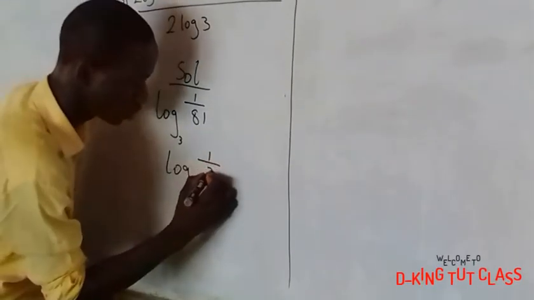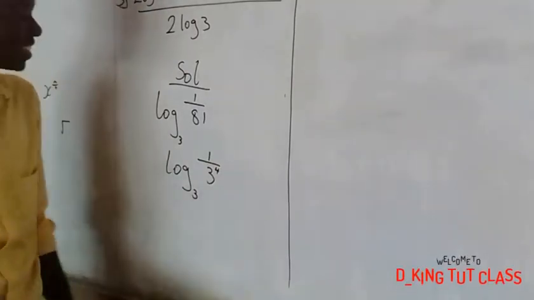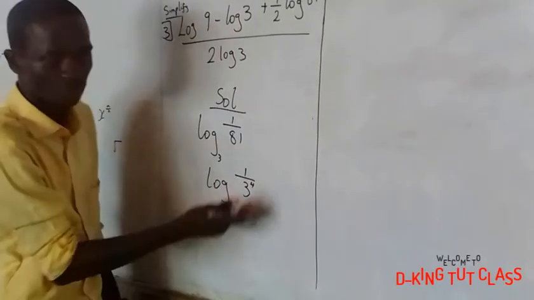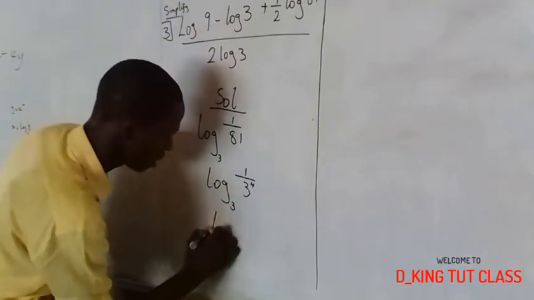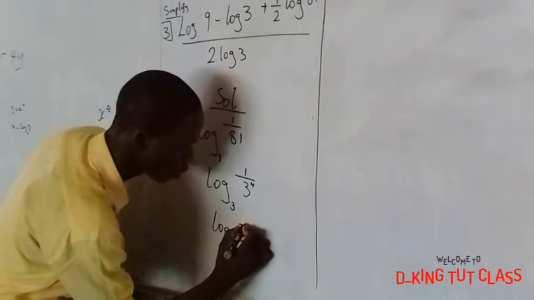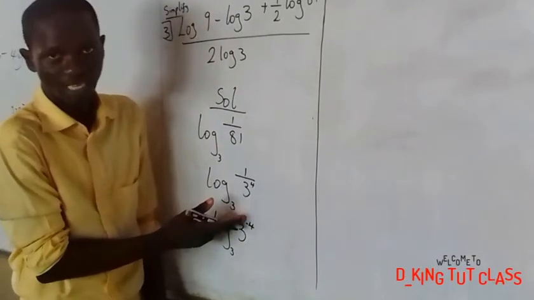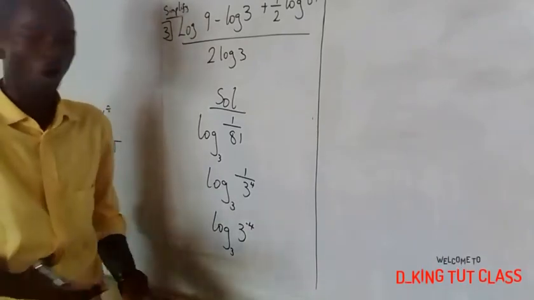Now 81 can be written as what? 3 raised to power what? 3 raised to power 4. I believe you still remember that now. Very, very simple. So you have 3 raised to power 4, and basically from our indices, you can write this as log base 3. I can write all of this as 3 raised to power what? Minus 4. Meaning this 1 over is taking charge of what? Of the negative sign. And basically from this, we are almost done.